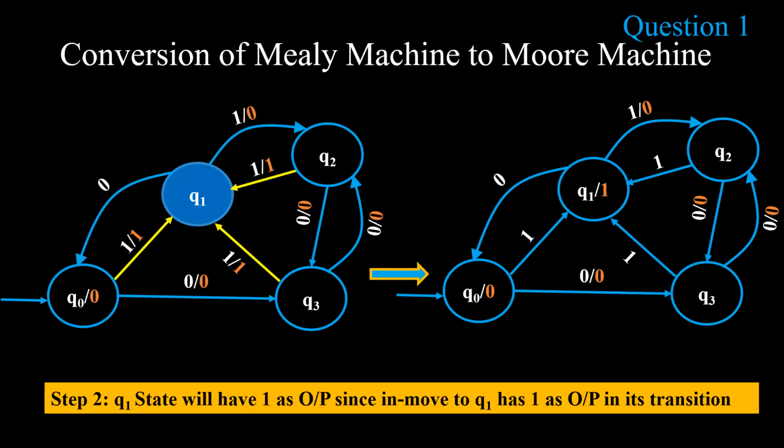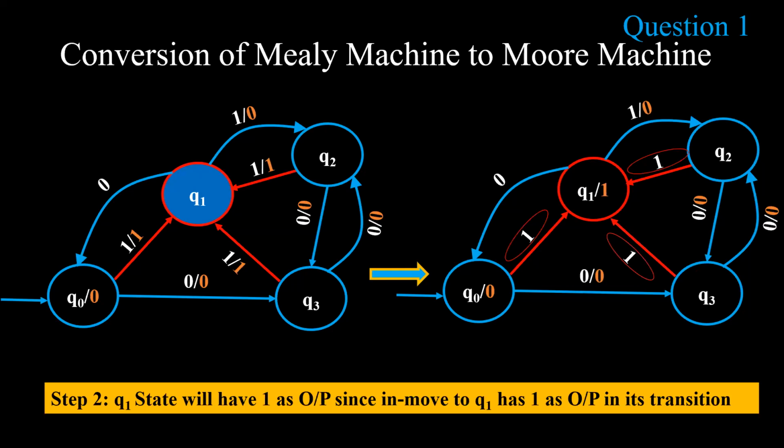Likewise, Q1 has 3 in moves, all with 1. Move the 1 of all 3 states to Q1 and remove the transition output from all 3 states.